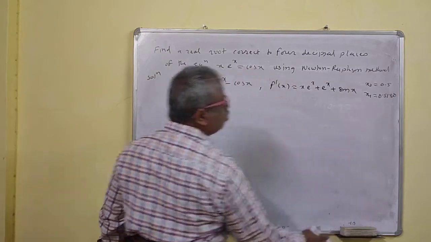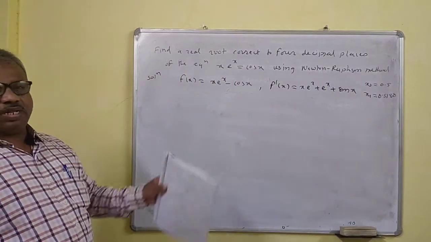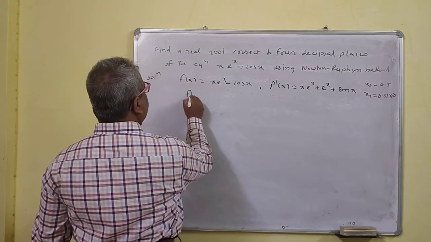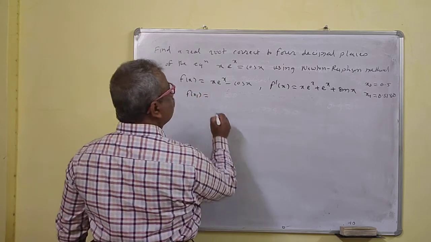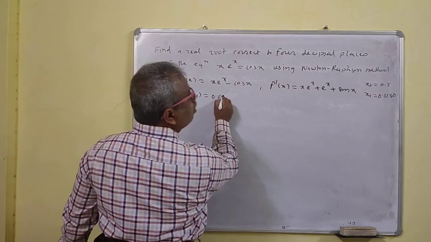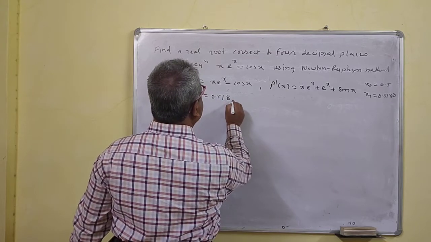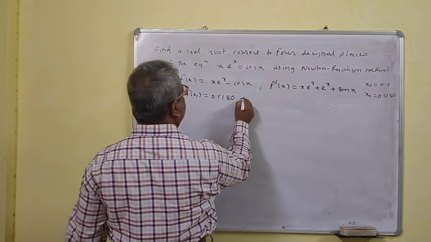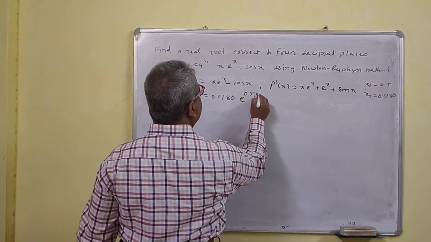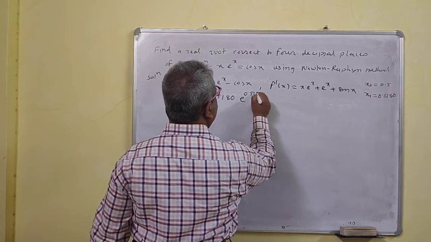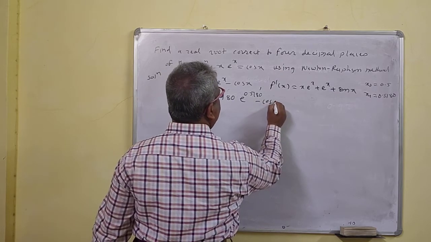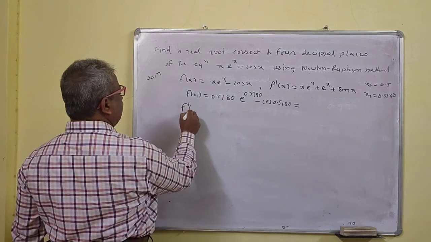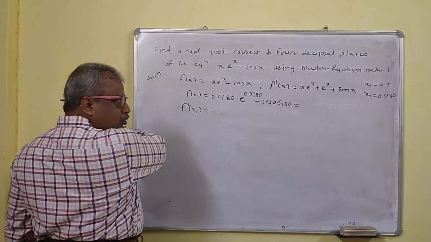So here we don't need the previous value. We only need x1 and f prime x1 now. So f of x1 is e raised to 0.518 minus cos of 0.518. You may write the trailing 0 or not, either is okay. And f prime x1 is equal to e raised to 0.518 plus e raised to 0.518 plus sine of 0.518.